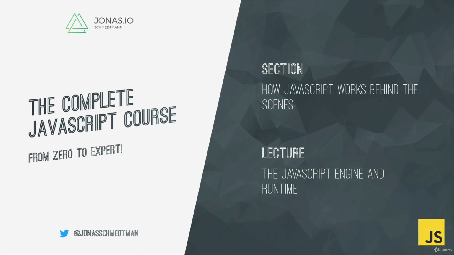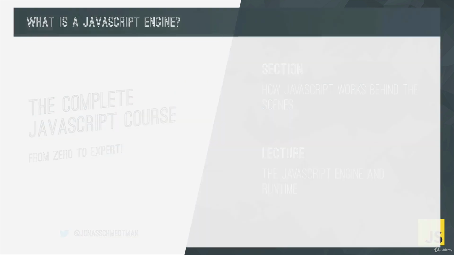So I talked about the JavaScript engine in the last lecture. But what is that engine actually? And what is a JavaScript runtime? Also, how is JavaScript code translated to machine code? So that's just some of the topics that we talked about in the last video. And so now let's find out how they work in this lecture.